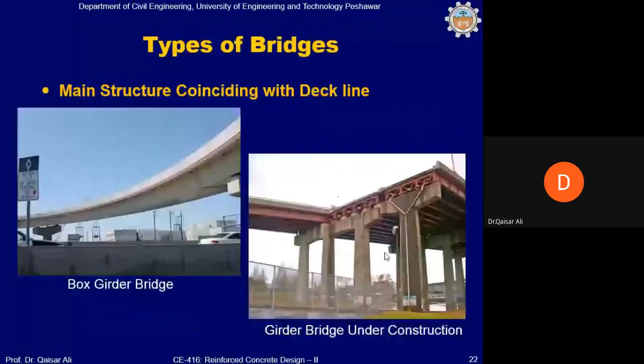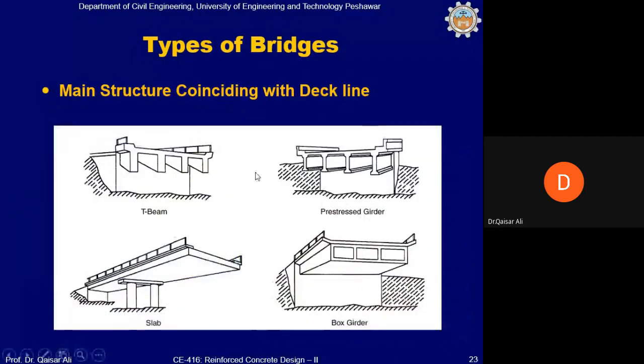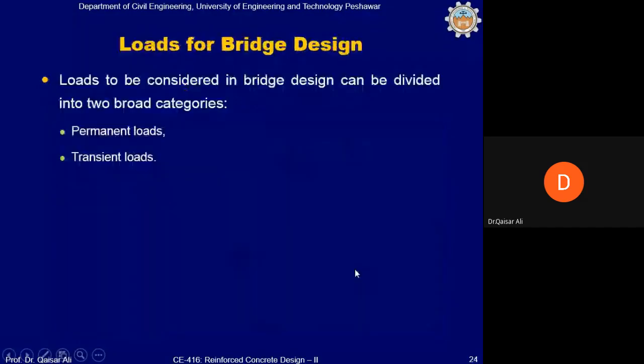This is a box girder bridge shown on the left. A girder bridge under construction is shown where there are girders. The girders are basically of steel, but the deck is of concrete. This is a T-beam on the left top. You have a T-beam girder bridge, a prestressed girder bridge. This is a slab bridge without any girder, and we have a multi-cell box girder bridge. This is a multi-cell box girder bridge.